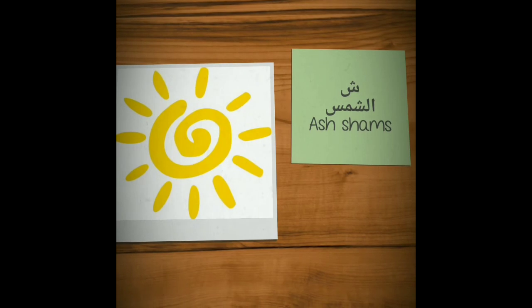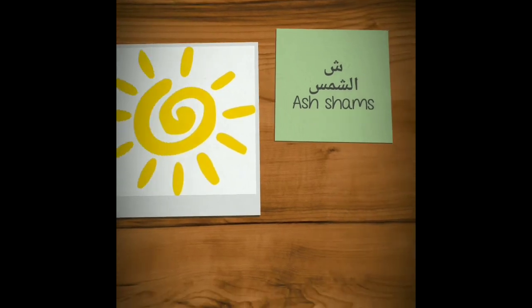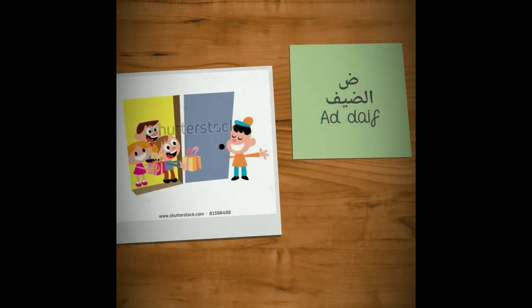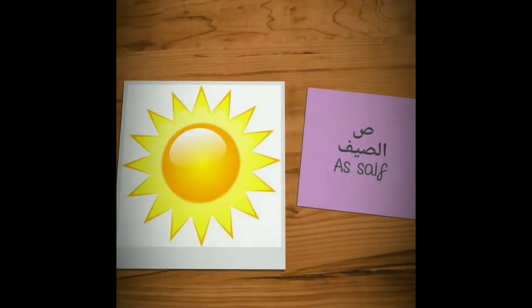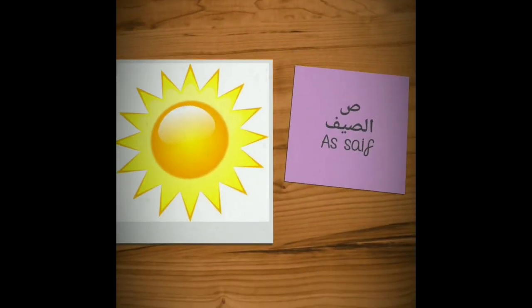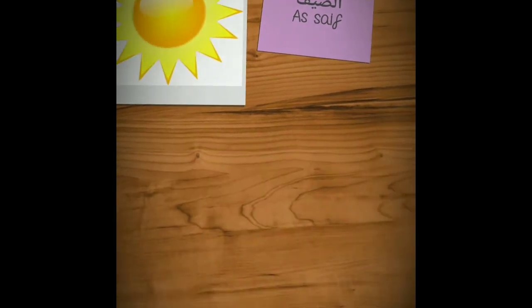The next is sheen: shams. So it is al-shams, ash-shams. Dad: ad-daif, which means the guest. It's not al-daif, it is ad-daif. The next Shamsiya letter is Saad. So it is as-saif, which means summer. So it is not al-saif, it is as-saif. We can't hear the lam.